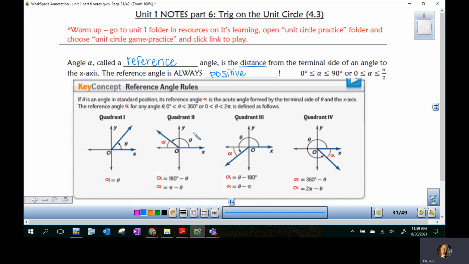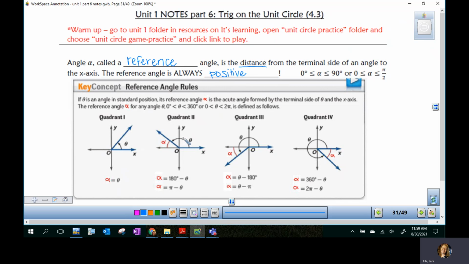Okay, so here is a depiction in each quadrant of what a reference angle would look like and how to find its value. So if our given angle theta is in quadrant 1, it's this acute angle, our reference angle is actually going to be equal to it. They're going to be the same size because how far is this terminal side from this x-axis? Well, it's the exact same size as the angle.